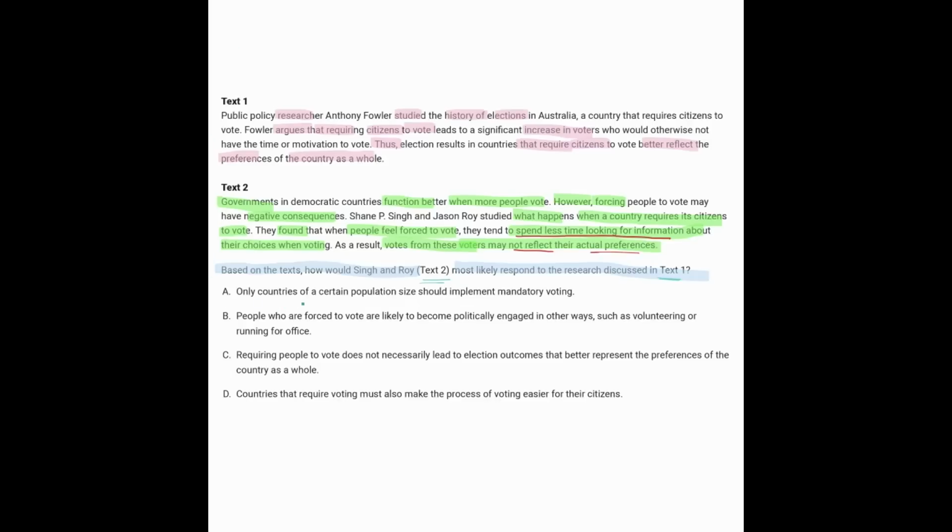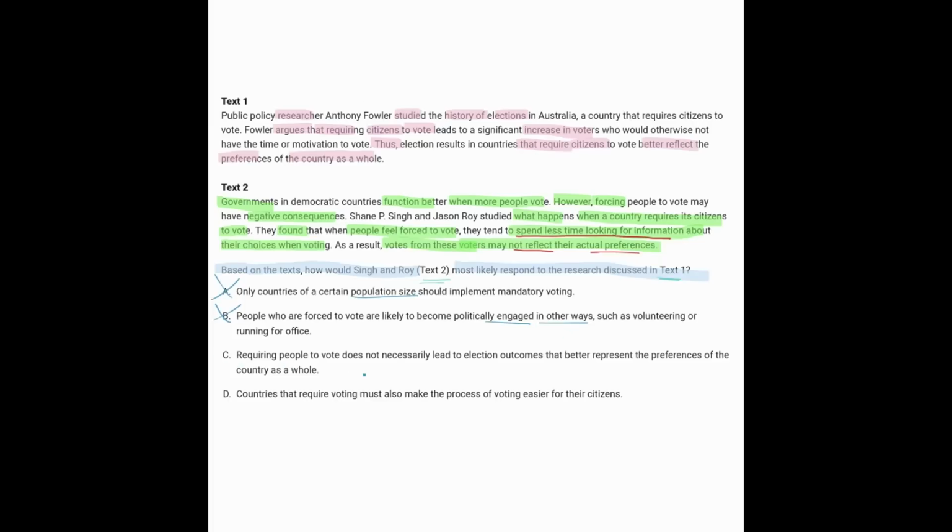A says only countries of a certain population size should implement it. This was not focused on population size. B says people who are forced to vote become engaged in other ways. That's not what we saw. What we saw was that people who are forced to vote don't really research their votes enough and don't make choices that represent their true views.